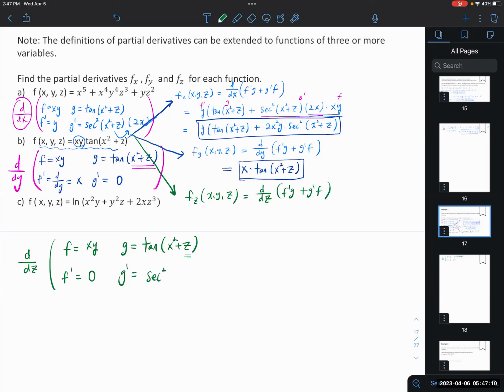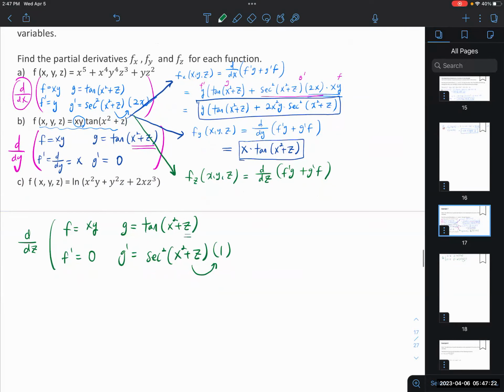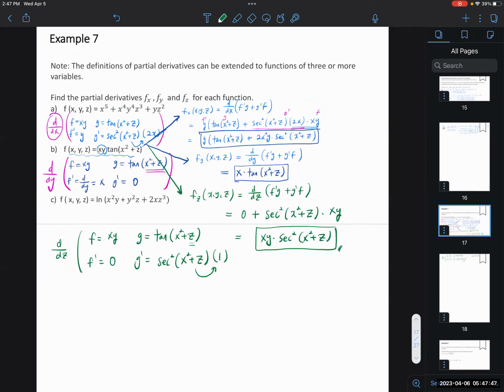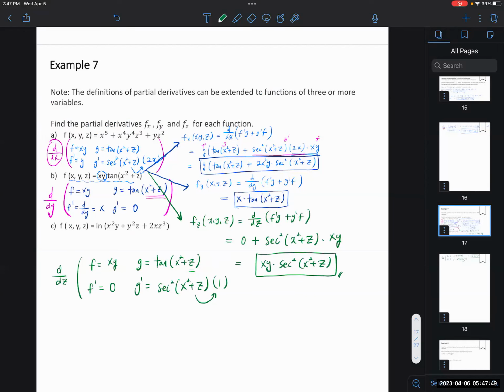So the secant x plus z. And inside, x will be 0. Z in front of that, it's going to be 1, so 1 remaining. So therefore, this one, f prime is a 0, so nothing is there. So 0 plus g prime, secant squared x plus z times xy. That's the answer. So if I rewrite it beautifully, xy times secant squared x plus z is the answer. Wow, we made it. So that's for letter B.